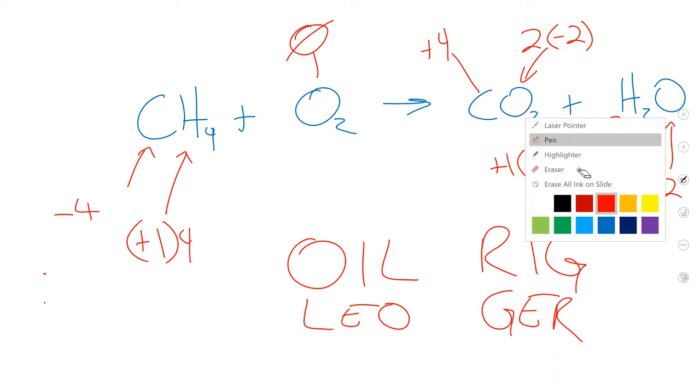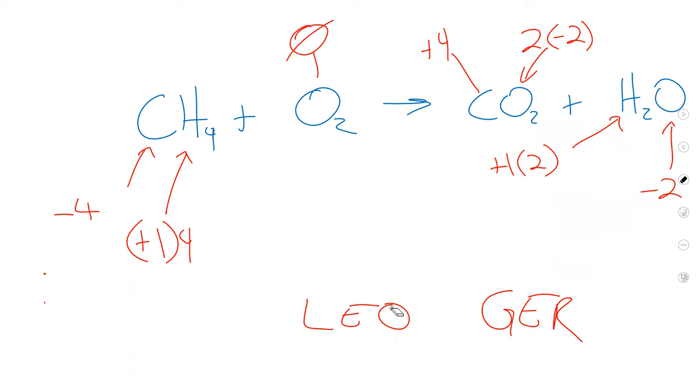what is being oxidized? Carbon. And why? Electrons. It's going from a negative four to a plus four. So negative four means it has lots of extra electrons. Plus four means it has too few electrons, or has fewer electrons. So the carbon is being oxidized. What about the hydrogen? Is it being oxidized or reduced or neither? Neither. It's the same charge on both sides, right? It's the same oxidation state on both sides. It's neither oxidized nor reduced.